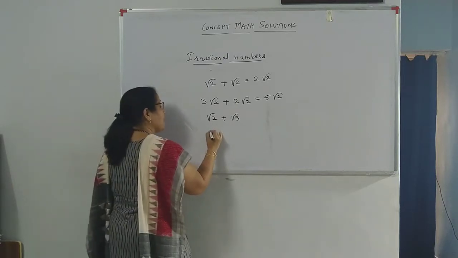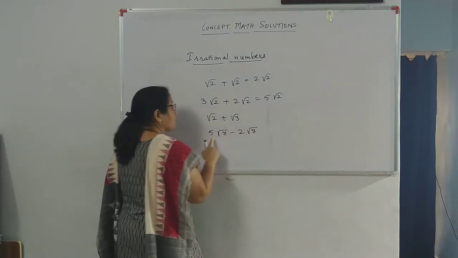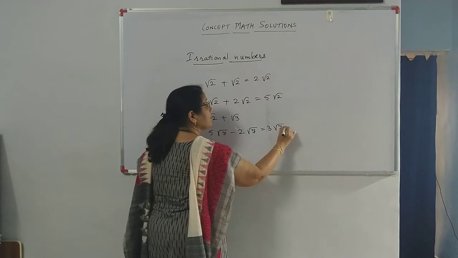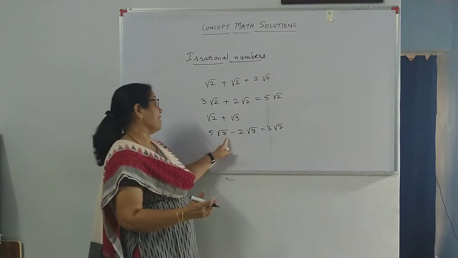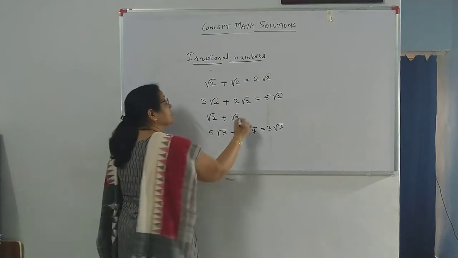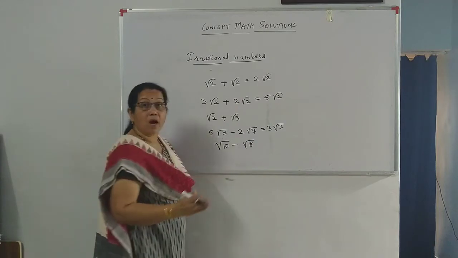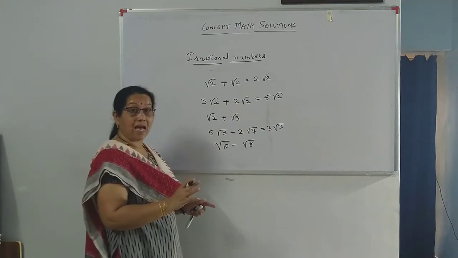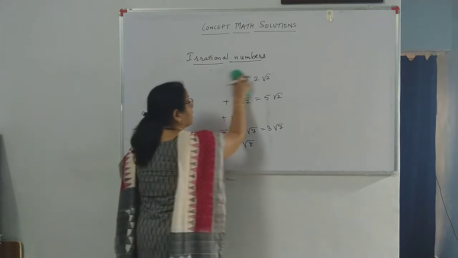So suppose I have 5 root 7 minus 2 root 7. So 5 times root 7 minus 2 times root 7 gives you 3 times root 7. That is, we can add or subtract the surd numbers provided they are the same. Suppose I have root of 10 minus root of 8. Again, you can't do anything. It remains as it is. Root 10 minus root 8 remains as it is. So, understand these surd numbers and then add or subtract them.